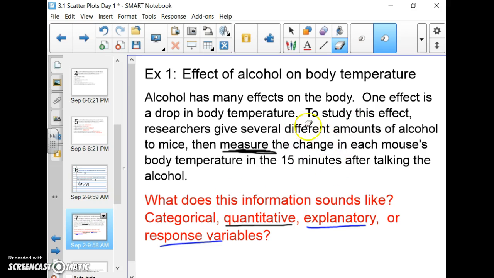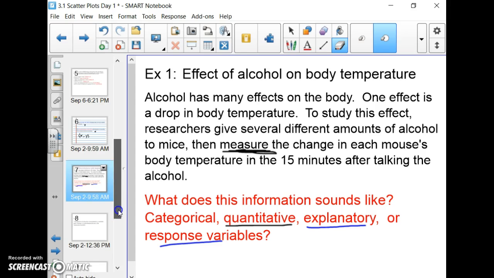Yes, we have different amounts of alcohol, but those weren't explicitly stated as, hey, we gave this group this amount, we gave this group this amount. So it wasn't categorical. There weren't groups. It was just one group of mice that were given different amounts of alcohol. Now, this measurement part, the fact that they measured the change in the body temperature, that's quantitative.